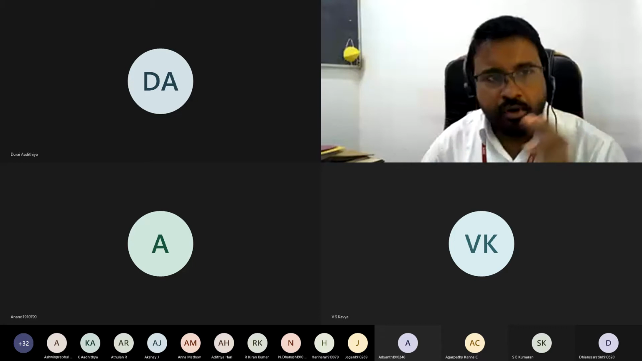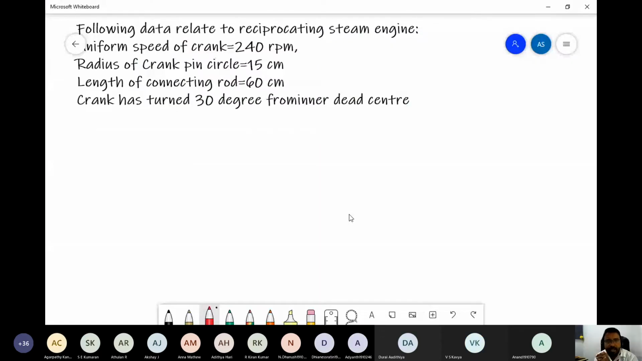So hope you can see the problem. This is the problem that is given to you to draw the velocity and acceleration diagram. And the data is related to a reciprocating steam engine, and the speed of the crank is given to you. It is 240 rpm. Radius of the crank pin is given. Length of the connecting rod is also given.